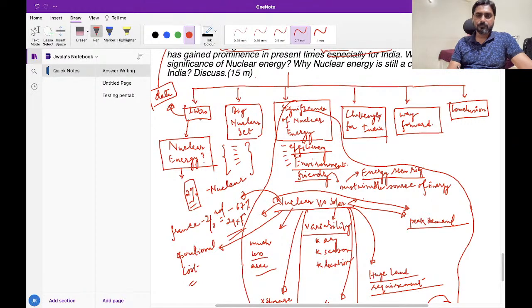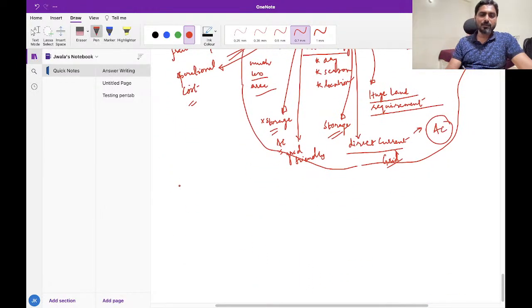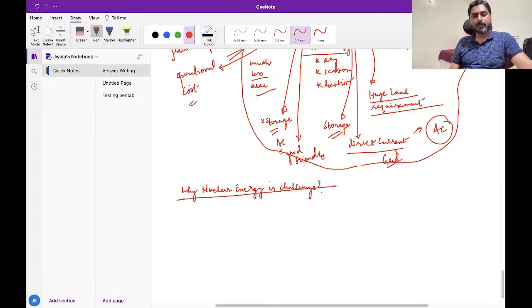Now let us come to the challenges for India. Why is nuclear energy still a challenge for India? In order to understand this, you need to have some clarity with respect to the nuclear history of India.